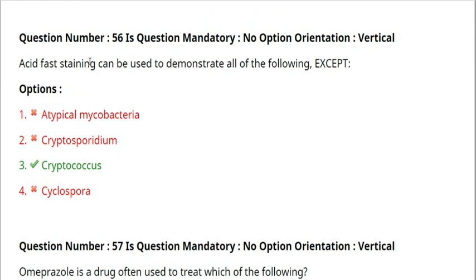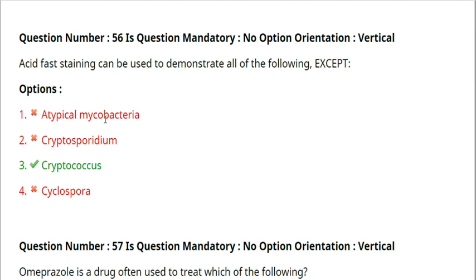Acid fast staining can be used to demonstrate all the following except which. You should know acid fast staining is generally used to identify acid fast organisms, like members of mycobacteria. What is meant by an acid fast organism? It has a cell wall that is impermeable to most stains, and the cell wall is made up of mycolic acid and complex lipid. That's why acid fast organisms have a wax-like coating.